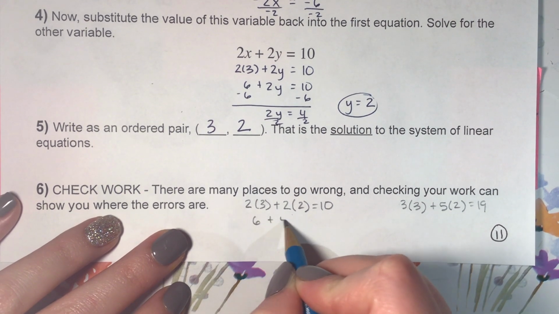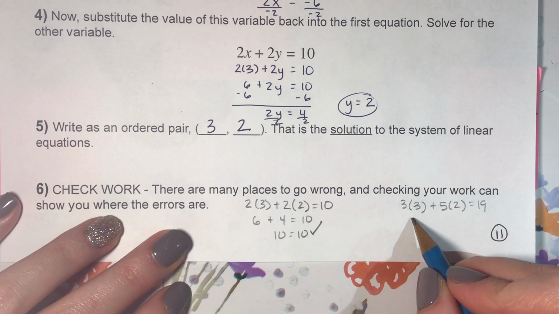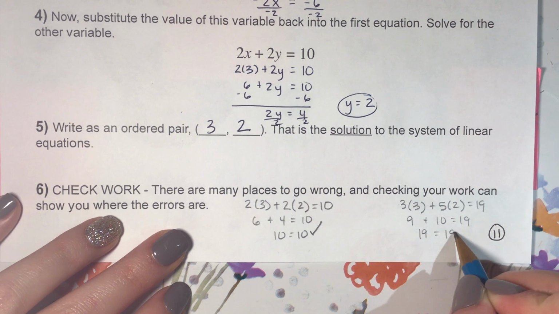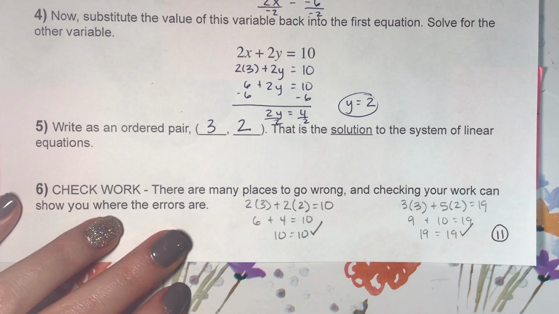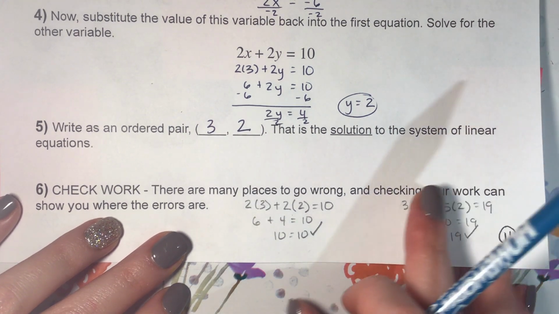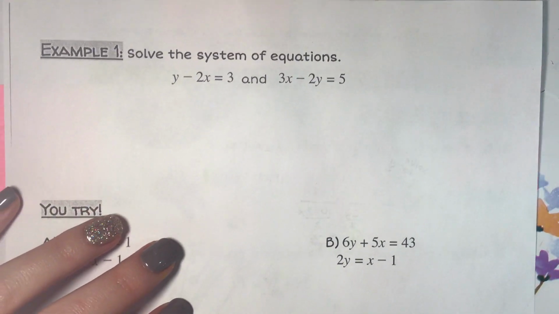So this is 6 plus 4 is equal to 10. 10 equals 10. That's good. And then I have 9 plus 10 is equal to 19. 19 is equal to 19. That one checks out as well. So I now know (3, 2) is in fact correct and not a mistake. We're going to keep working examples like that just so you can get used to them.